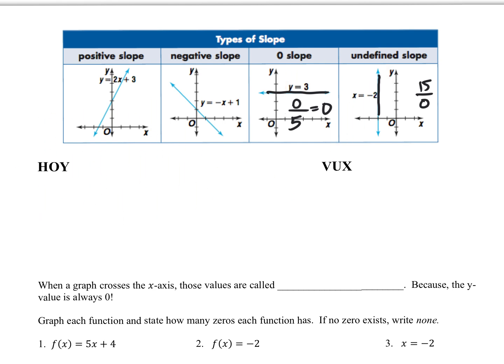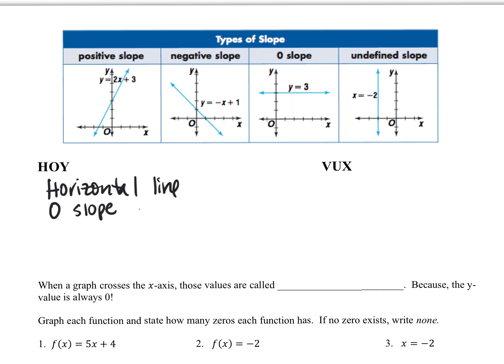Me personally, I love Hoy and Vux. Does anyone else love Hoy and Vux? Have you ever heard of that? Okay. To me, this is the biggest help. Me as a student, I always forgot that a horizontal line had a 0 slope and a vertical line had an undefined slope. Every time I'd forget. So Hoy means if you have a horizontal line, what do you think the O is in Hoy? 0 slope. It has a 0 slope.